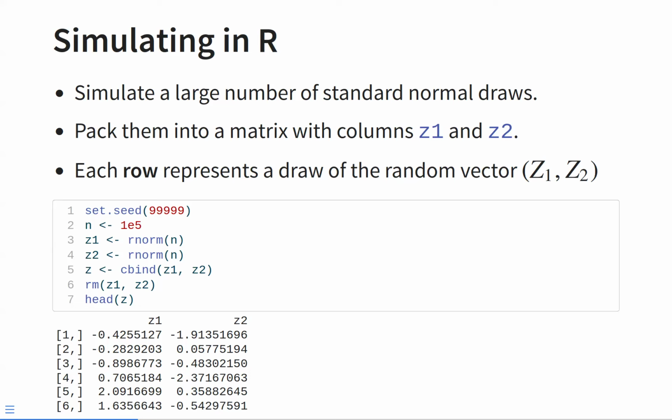So here we go. I'm going to set the seed. I'm going to choose a large number n, and then I'm going to make some independent standard normal draws using the rnorm command. I will cbind them together. That constructs a matrix by binding these columns. Then I'm just going to get rid of the original vectors Z1 and Z2 because I don't need them. My matrix is called Z, and I can display the first 6 rows using the command head.